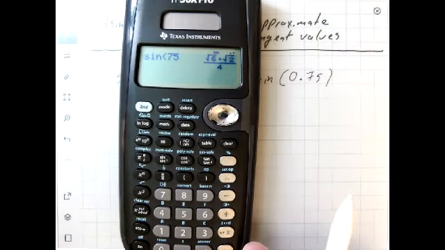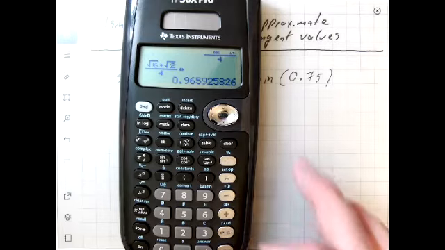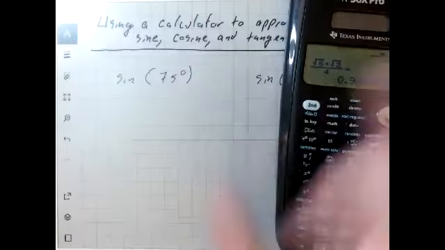I mentioned before that this is one of the ones that has an exact value that no one remembers. As a decimal approximation, it is 0.96. We'll call it 0.966.